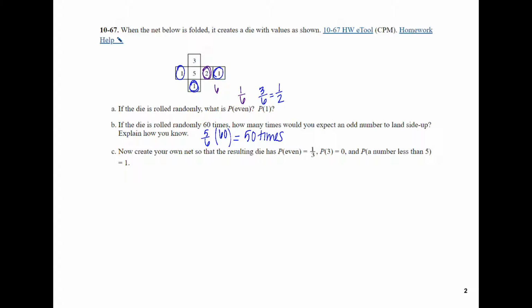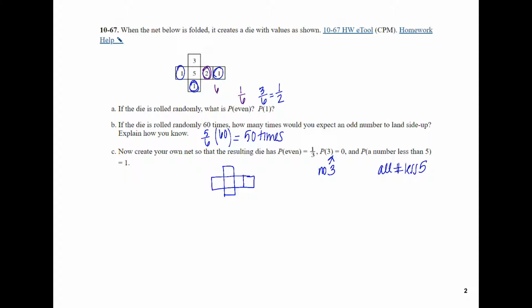Now create your own net so that the resulting die has the probability of an even number occurring 1/3 times, the probability of rolling a 3 would never happen, and the probability of a number less than 5 would happen 1 time. So when we draw this die, we want to make sure that there are no number 3s on our die because they never occur. We need to make sure that all the numbers are less than 5.